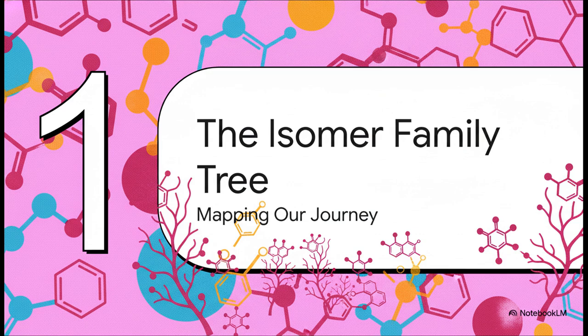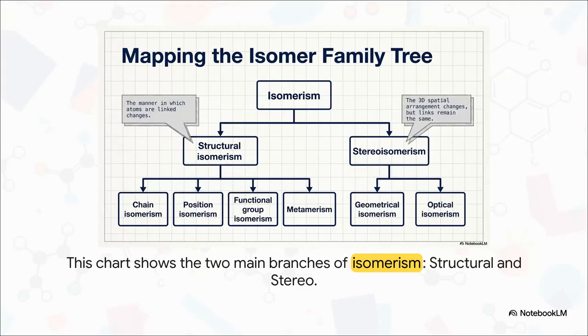Well, like any good explorer, we're going to need a map. We're going to use what chemists call the isomer family tree to help us navigate this world and see how these molecules can share a formula but lead totally different lives. Okay, so our map splits right down the middle into 2 main paths. Over on the left, you've got structural isomerism. This is where the fundamental connections between the atoms, the way they're actually linked together, are completely different. Think of it like you're totally rewriting the blueprint.